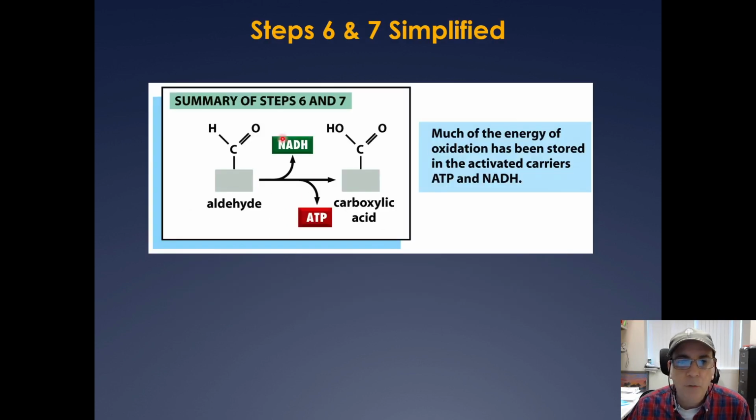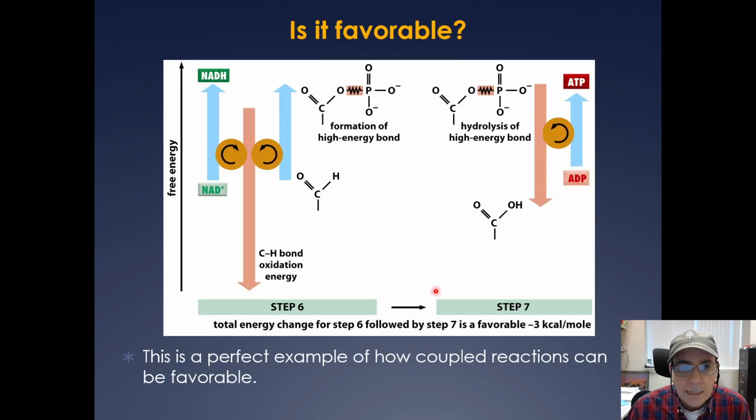And so in the end, what you end up having is an aldehyde and reduced NADH and ATP, and then you get the formation of a carboxylic acid in the process in those reactions. And so the way this all happens is it actually couples favorable reactions to unfavorable reactions.